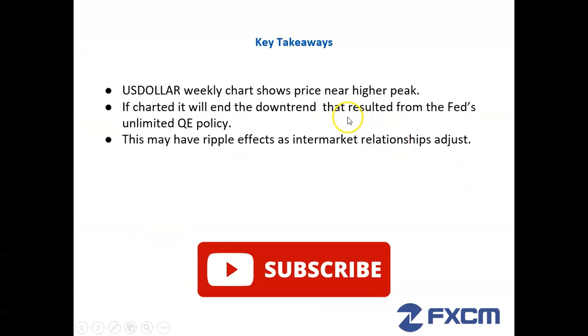The US dollar weekly chart shows price near charting a higher peak. If this does chart, it will end the downtrend that resulted from the Fed's unlimited QE policy. And this may have ripple effects as intermarket relationships adjust.